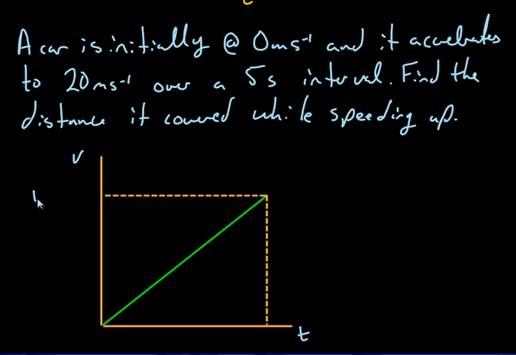So this is VF right here, and VF was 20 meters per second, and that happened over a 5-second interval. So there's 0 seconds, and VI equals 0. Now what we're looking for, really what we're looking for is the area bounded by this, because we just reviewed that the area under a velocity time graph should be equal to displacement.